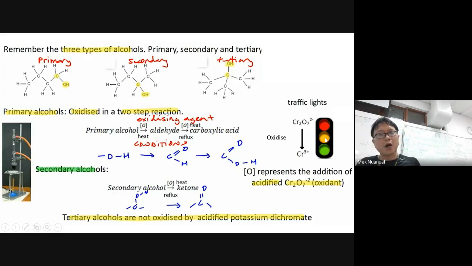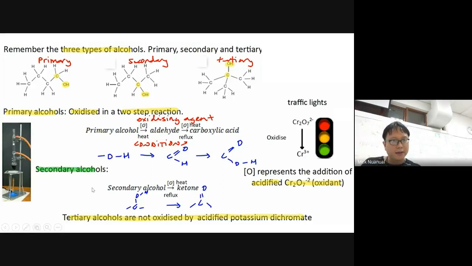And those are the colors that you would be asked to recall on the multiple choice in your paper 1, okay? They will ask you to pick the ABCD of the right sequence of the colors from dichromate to chromium 3+, okay? So that's a question on paper 1 right here. Okay, so that is the primary alcohol.